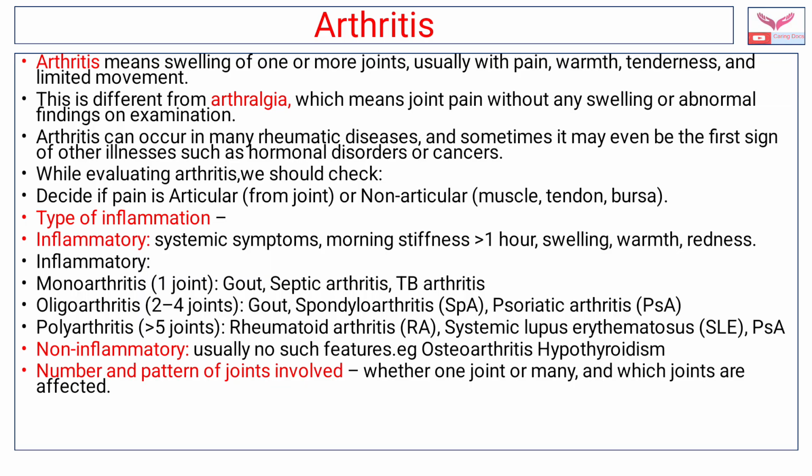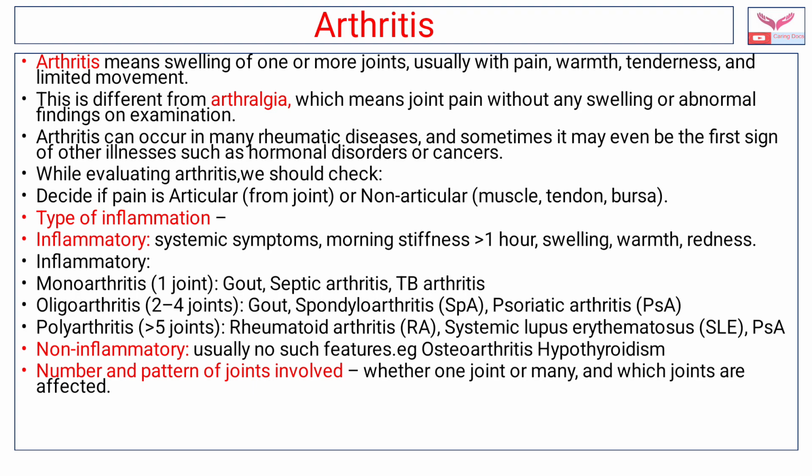gout, septic arthritis, TB arthritis. Oligoarthritis is when it involves 2 to 4 joints, as seen in gout, spondyloarthritis, psoriatic arthritis. Polyarthritis is a condition when it involves more than 5 joints, as seen in rheumatoid arthritis, SLE and psoriatic arthritis. Non-inflammatory arthritis does not have systemic features, and it includes examples of osteoarthritis and hypothyroidism.